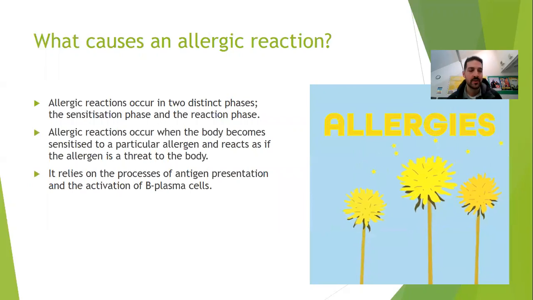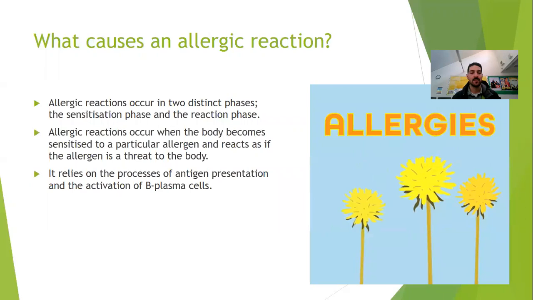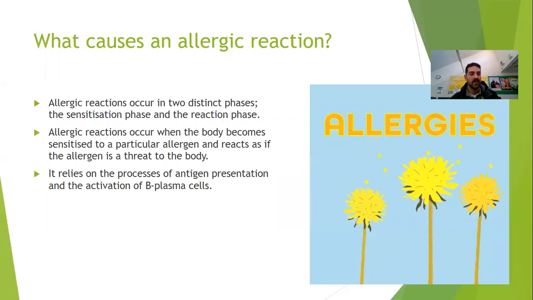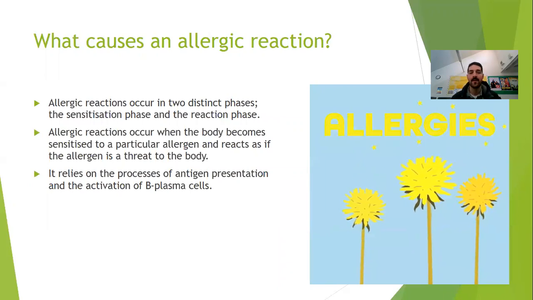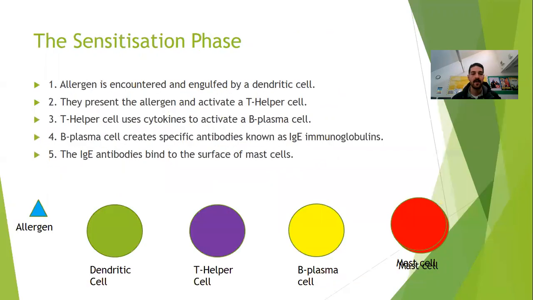So what causes an allergic reaction? First of all, an allergic reaction is broken up into two distinct phases, and they're known as the sensitization phase and the reaction phase. And it occurs when the body becomes reactive to a particular allergen, and our body reacts as if it's a threat. And it relies on all the processes we've been talking about, such as antigen presentation and B cells and antibodies, etc. So we're going to break down those two phases and go through how they work.